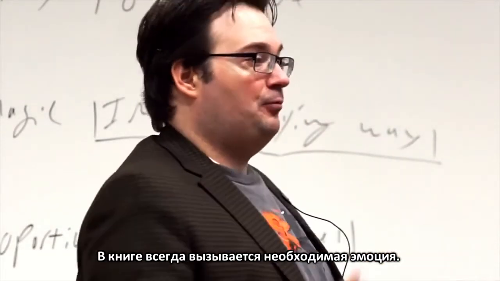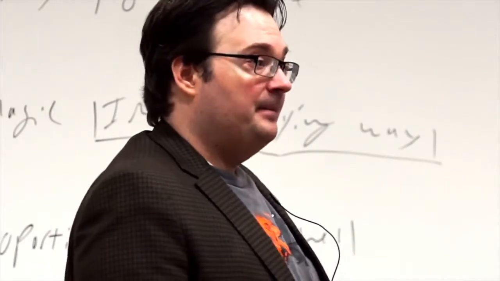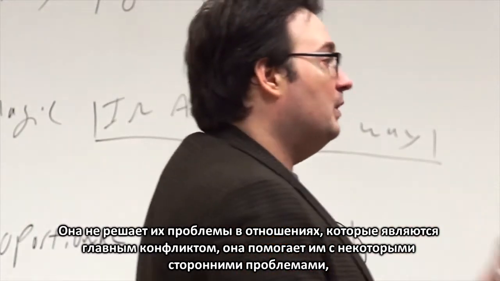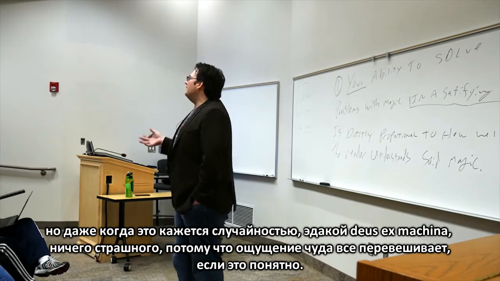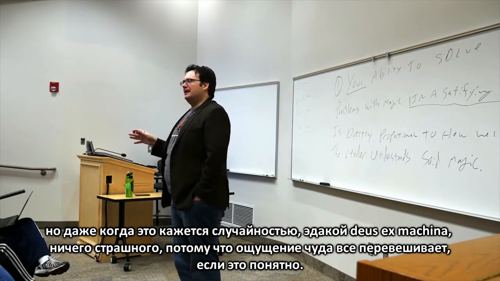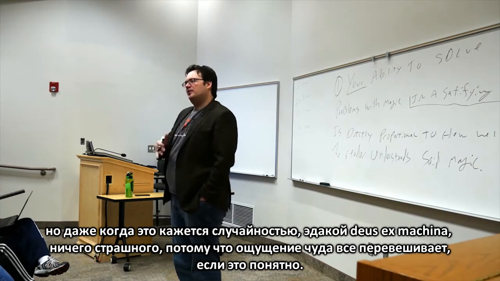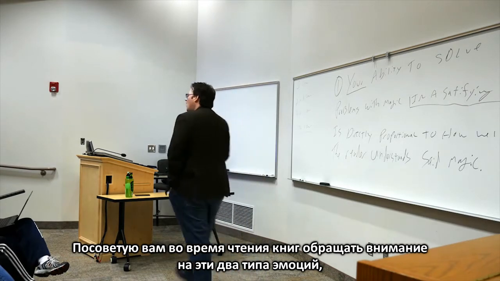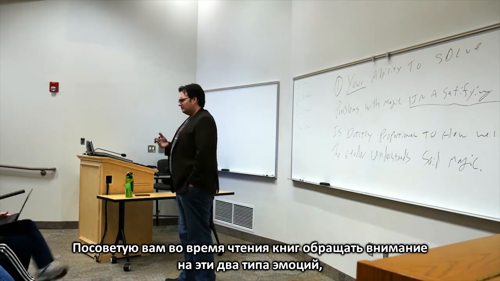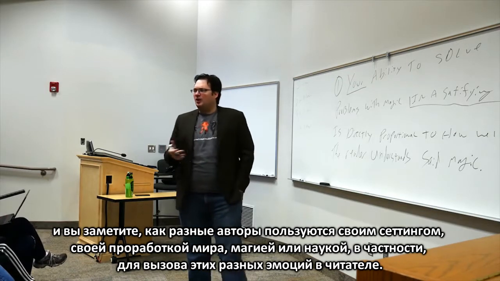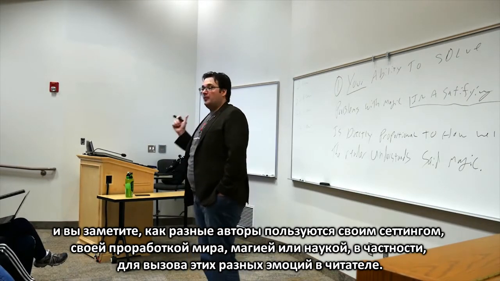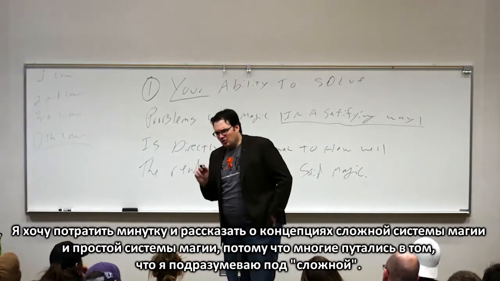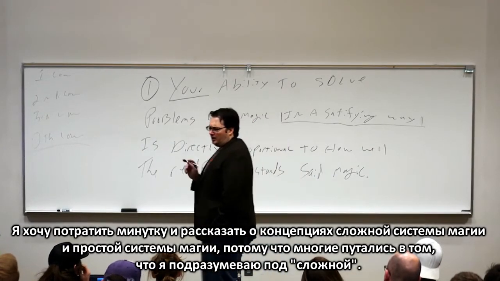The proper emotion is expressed for that book in the story. It doesn't solve their relationship problems, which is the main conflict. It does help them with some of the external problems, but even though it feels occasionally like a deus ex machina, it's okay because the sense of wonder overshadows that, if that makes any sense. I would suggest that as you read books, you watch for these two kinds of emotions, and you see how different authors are using their setting, their world building, particularly their magic or their science, to create these two different emotions in readers.